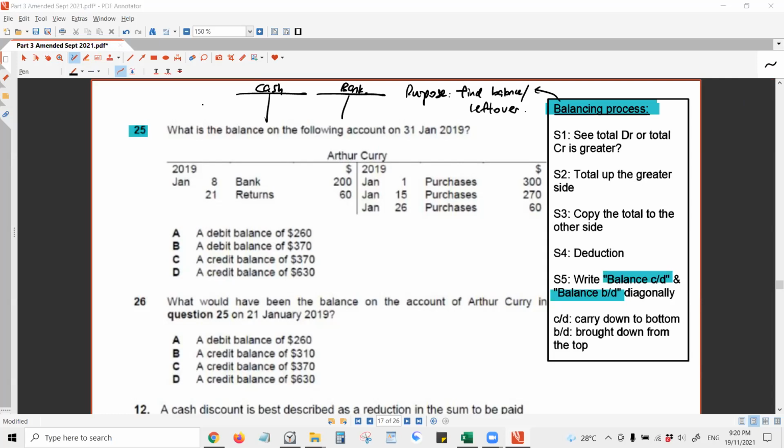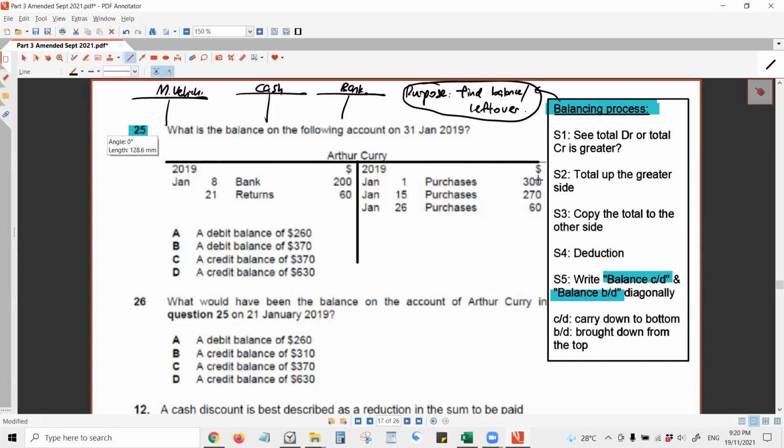Okay. When you try to do balancing process to a motor vehicles account, you are trying to see how much motor vehicles you still have in your business. Get the idea? Leftover. The balance. Okay. Now, after knowing the purpose, you have to know how to do it. You should have done it many times if you have gone through this with your school. But let me show you again.